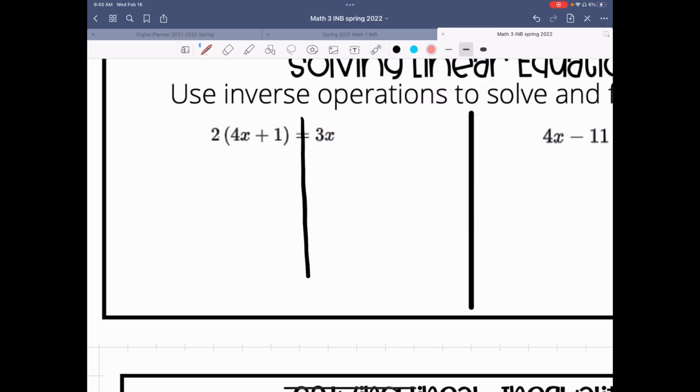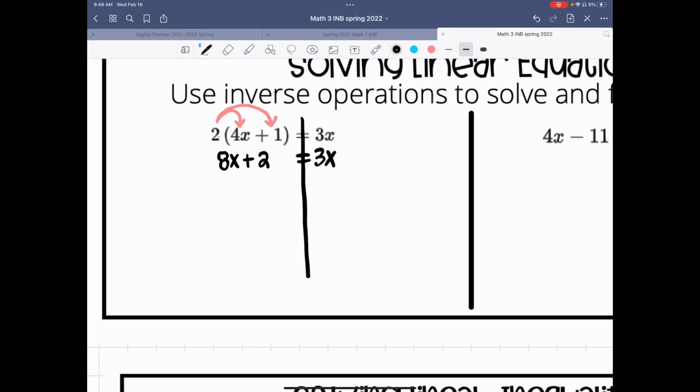And then we have a parentheses here. So this number in front, this 2, means we're going to distribute. So we're going to distribute the 2 to the 4x and the 2 to the 1. So that's going to give me 8x plus 2 equals 3x.